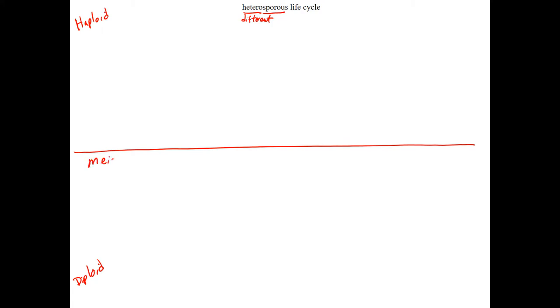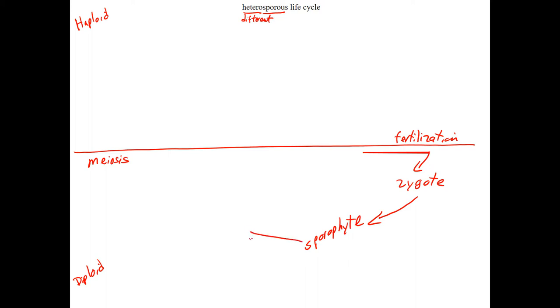Meiosis over here on the left. Fertilization here. Fertilization produces a zygote. The zygote grows by mitosis, mitotic cell divisions, into a sporophyte. The sporophyte produces some boxes that are going to have meiosis take place in them.